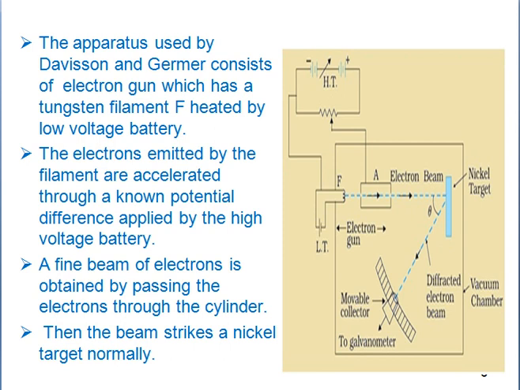Okay, so next, a fine beam of electrons is obtained. Here in this cylinder, we get a fine beam of electrons by passing the electrons through the cylinder. When the electrons are emitted, they pass through this cylinder as a fine beam of electrons, which will be incident normally on the nickel target.